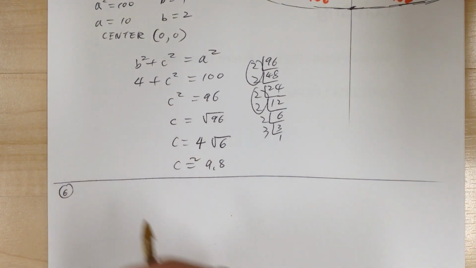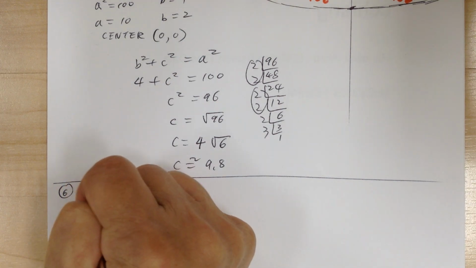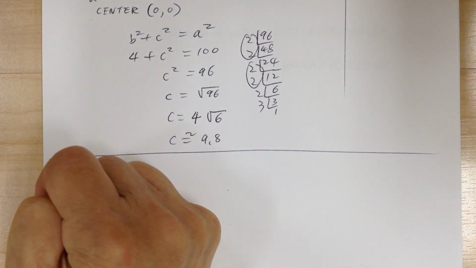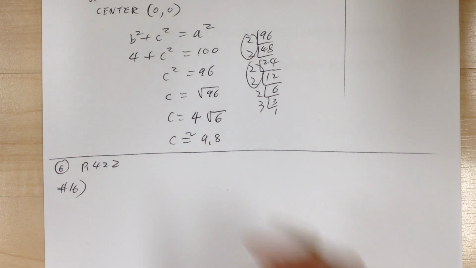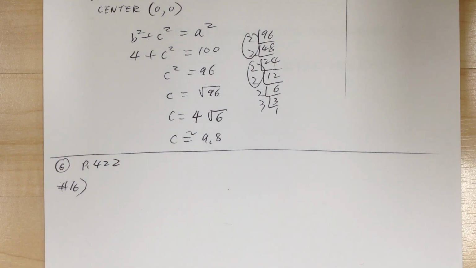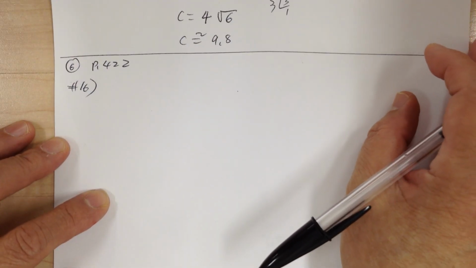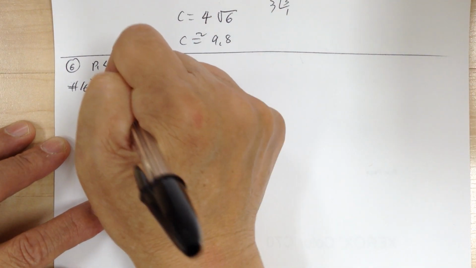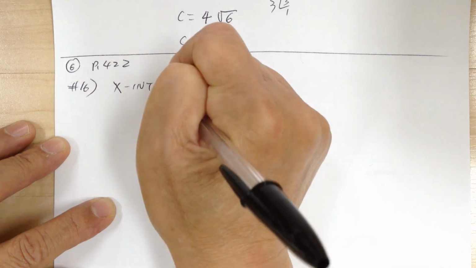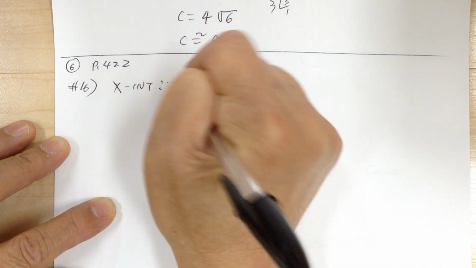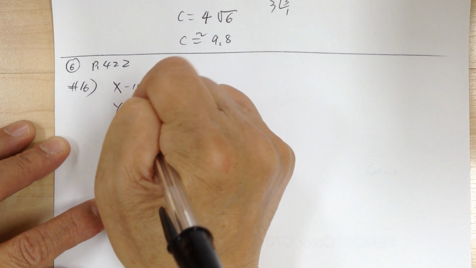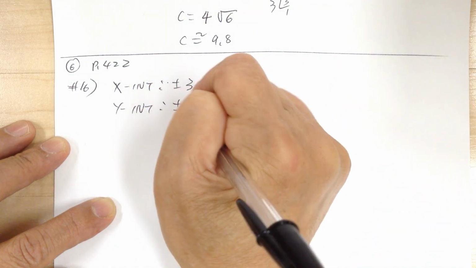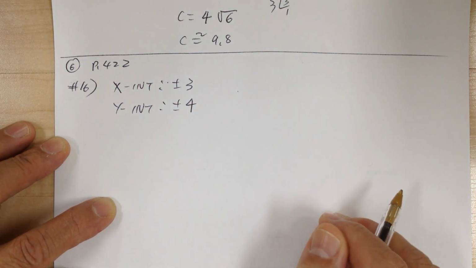Okay, let's go to the next item. Let's go to page 422 and do number 16. So this is an ellipse. You have the x-intercept at plus or minus 3 and the y-intercept at plus or minus 4, and you write an equation.